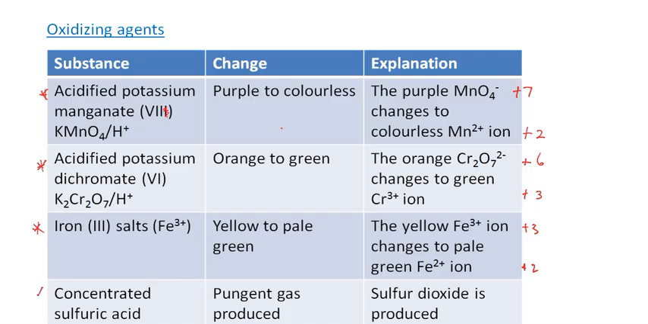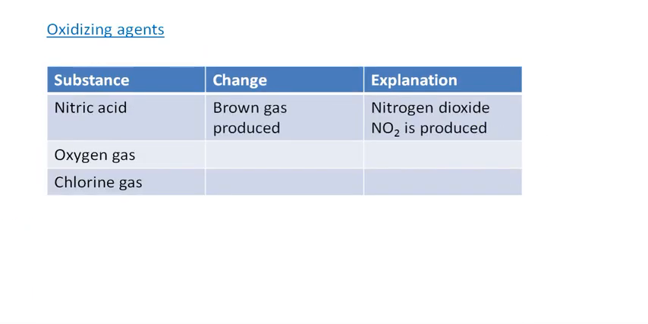In the case of concentrated sulfuric acid, which can also act as an oxidizing agent, what happens is that we get a pungent gas being produced. In this case, sulfur dioxide is being produced when concentrated sulfuric acid behaves as an oxidizing agent. Another oxidizing agent is nitric acid, and the change is that a brown gas is produced. In this case, nitrogen dioxide is being produced. And oxygen gas and chlorine gas are also oxidizing agents.